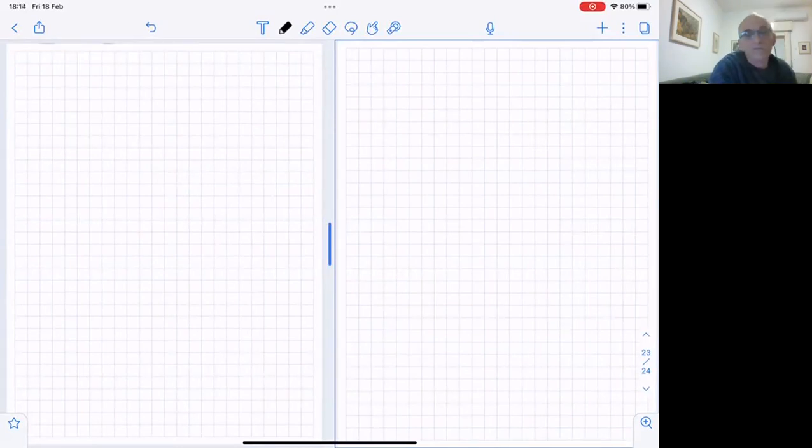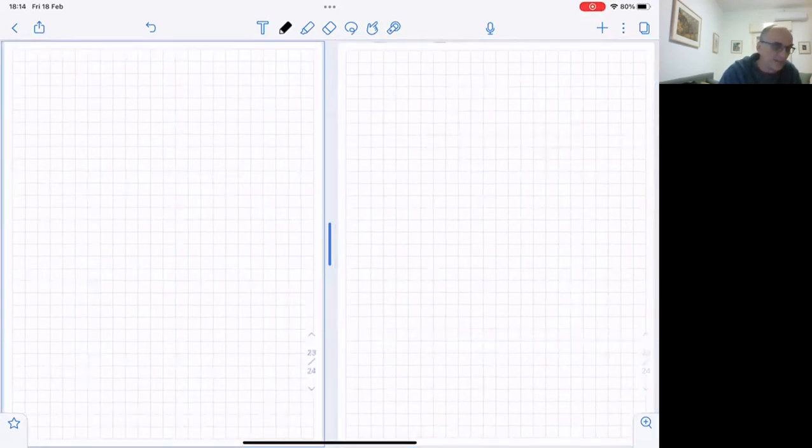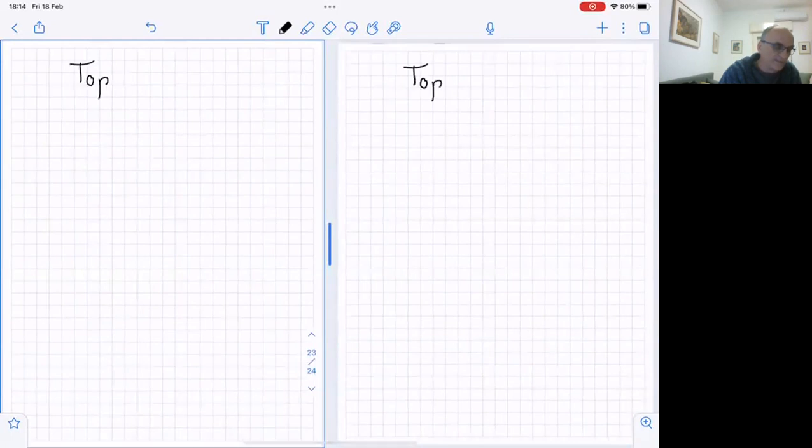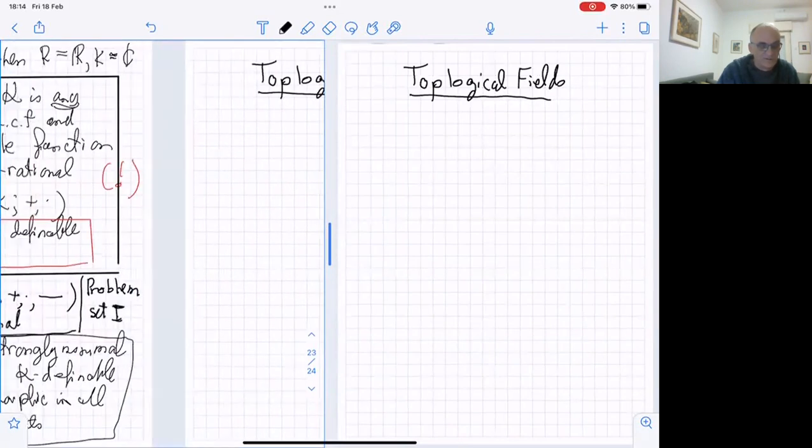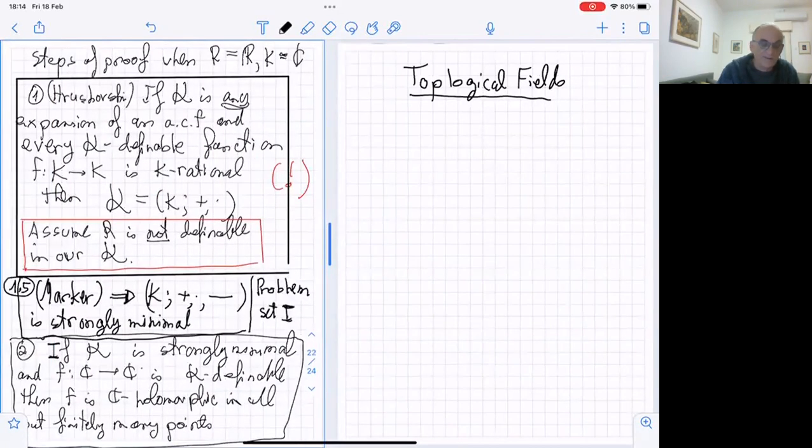Before getting to O-minimality, let me talk more generally for a bit about topological fields. You know what, this is bizarre, so I will write it. I will leave this and now write. Okay, so what is a topological field?